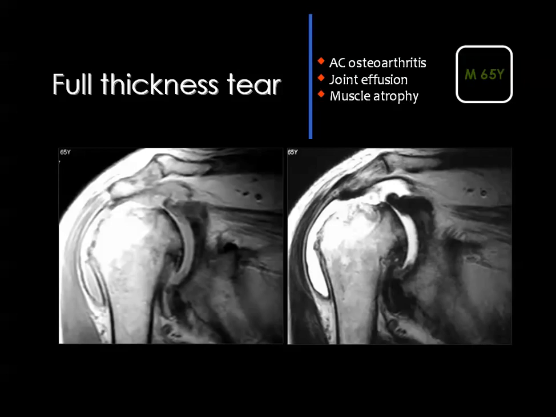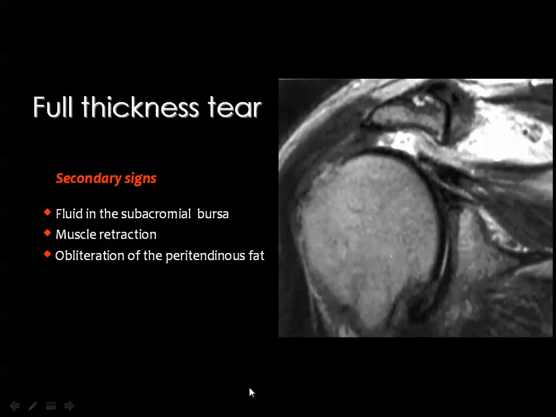And in cases of full thickness tear, and the presence of joint effusion, effusion now has free access to the subacromial bursa, and you cannot consider this as bursitis because the fluid in the bursa is not secondary to inflammation. It is secondary to rupture of the supraspinatus tendon, allowing the joint effusion to communicate with the subacromial bursa.